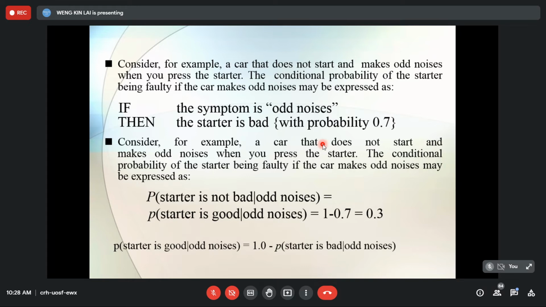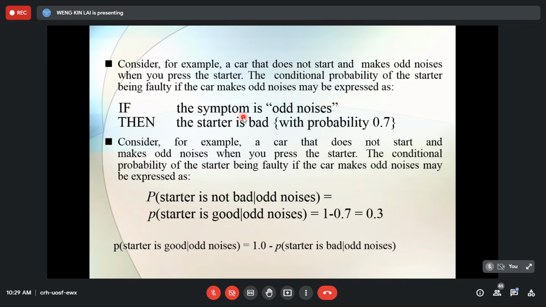The conditional probability of the starter being bad if the car makes odd noises may be expressed as shown below. So what is the probability that the starter is a problem if the car makes odd noises? If you have this kind of knowledge, you express it in this form to capture it. If the symptom, the evidence, is odd noises, then the starter is bad. We looked at this example a few lectures ago. Now this one is with a probability of 0.7, not 1.0, not for sure. It's only 0.7.